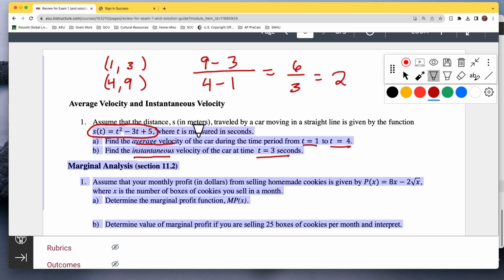And what are my units? Because sometimes they ask us. The distance is in meters, and t is measured in seconds. So I could say this is 2 meters per second. Okay, and that's an average rate of change, right? I got my 2 points.